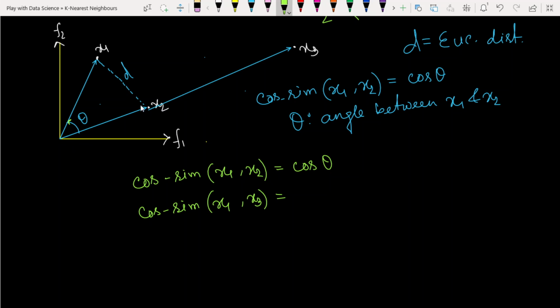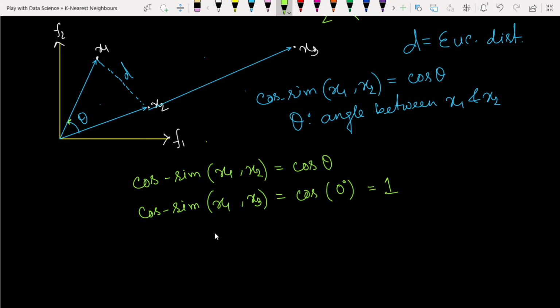If you just see the angle between x1 and x3 is 0 degree, means cos 0 degree. Okay, cos 0 is what? 1, because this line lies in the same direction. So here cosine similarity between x1 and x3 is 1.